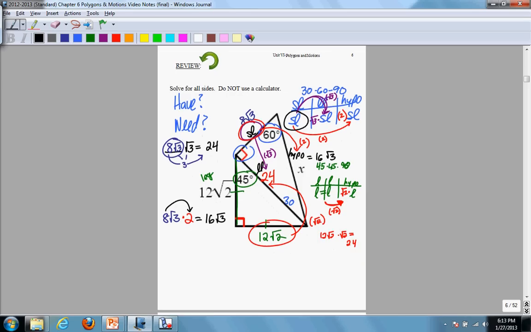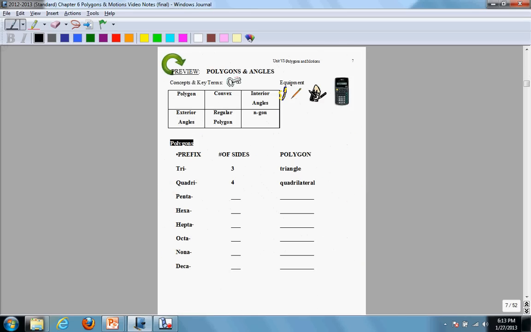Let's take a look at our new material. In today's lesson, by the time you are done, you're going to be familiar with these words: a polygon, convex, interior angles, exterior angles, a regular polygon, and something called an n-gon. You should have on hand a calculator, colors, etc.